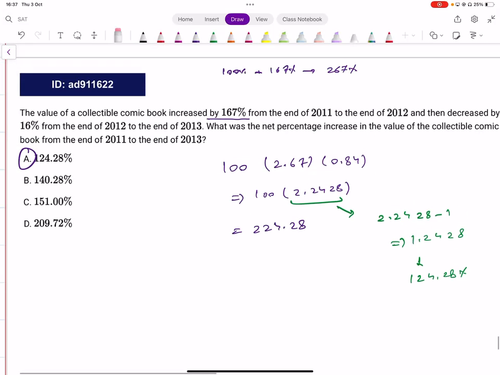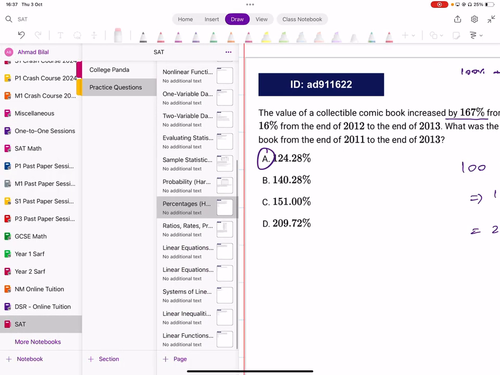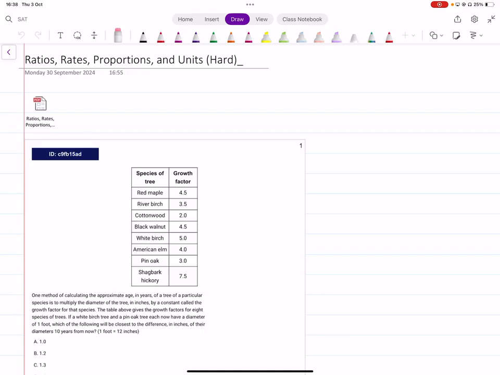Let's move on. Next one is ratios, rates, proportions, and units. Okay, just give me a second. I need to attend to a call.